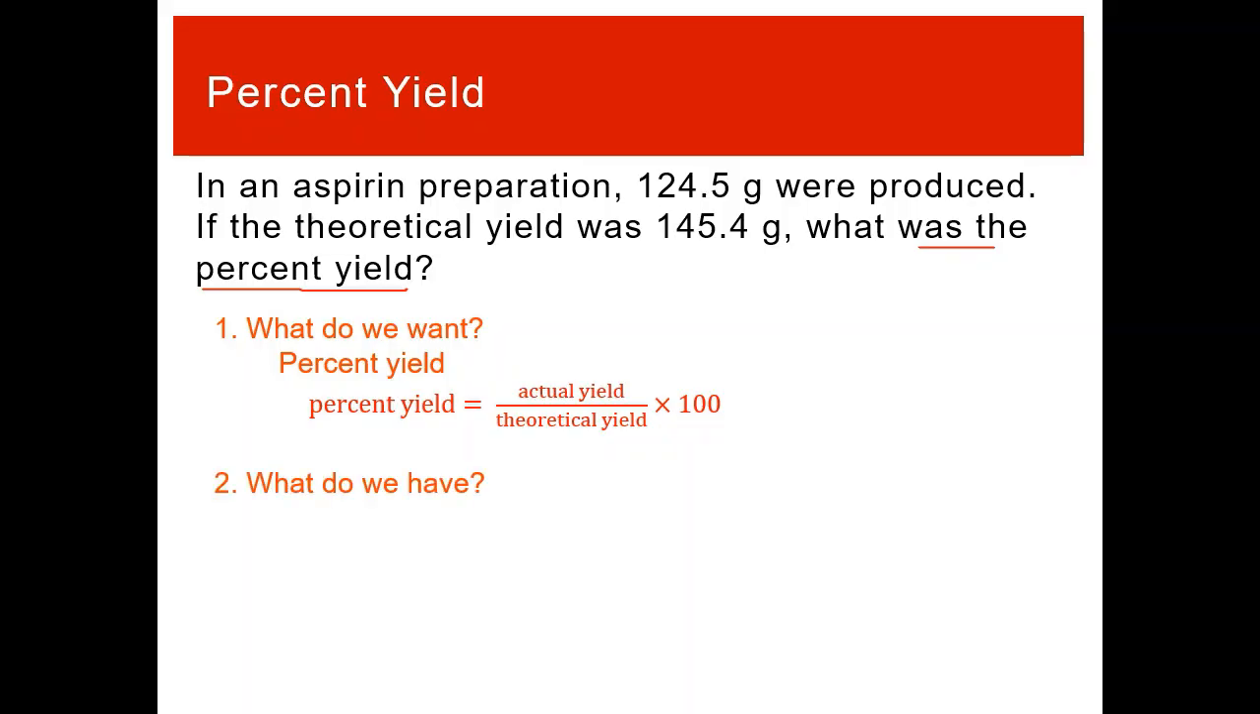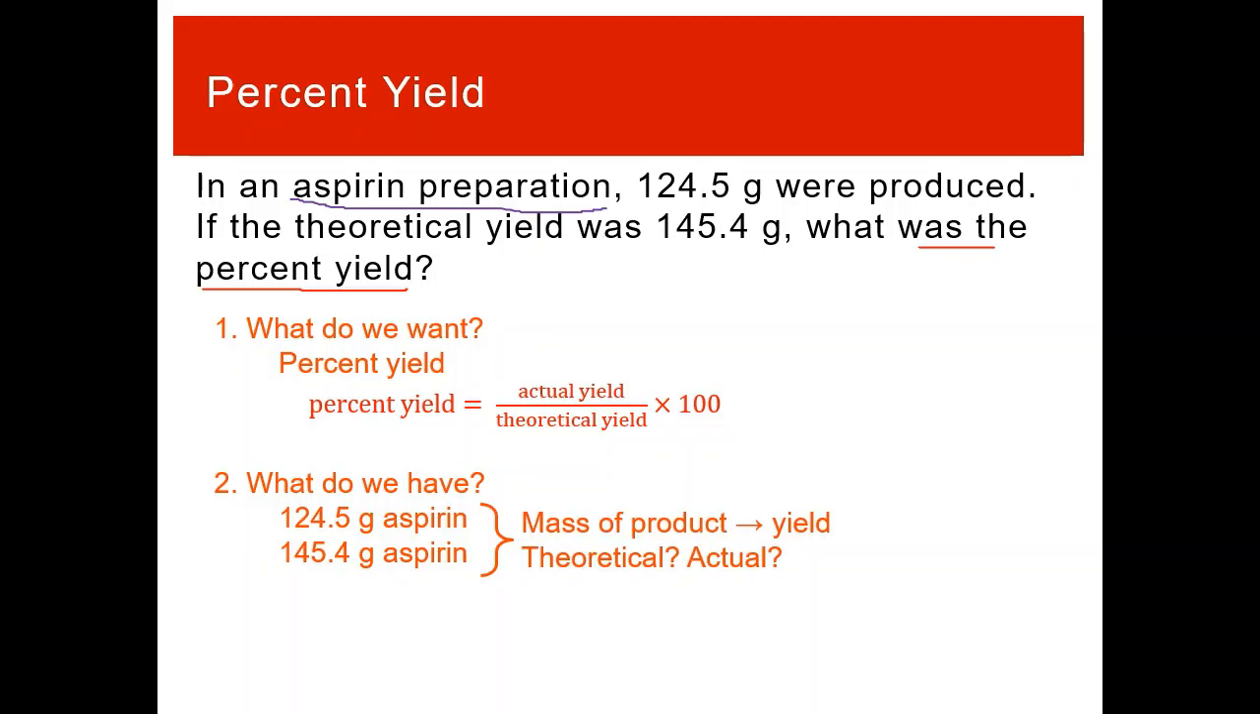So when we're looking for yields, we know that means mass of product. When you're told this is an aspirin preparation, that means you're making aspirin. So these masses that were produced are going to be masses of the aspirin. That's the product you're trying to make. So you're given two different masses of aspirin. And so the question is, which one's theoretical and which one is going to be the actual yield?